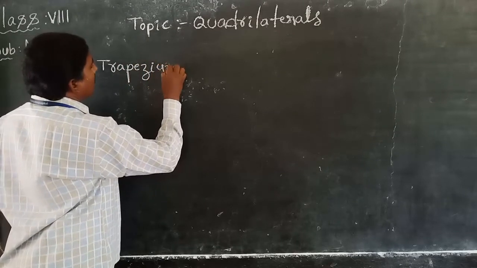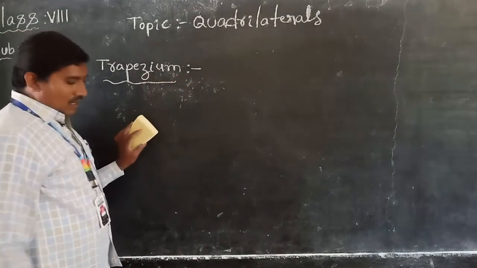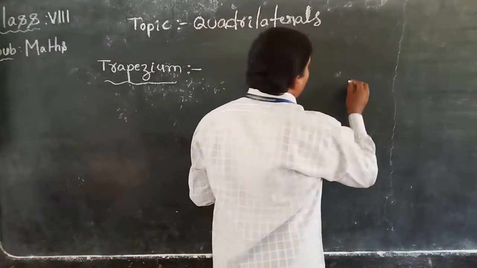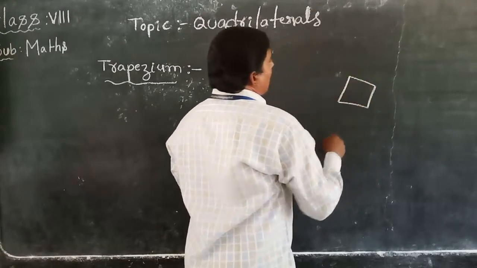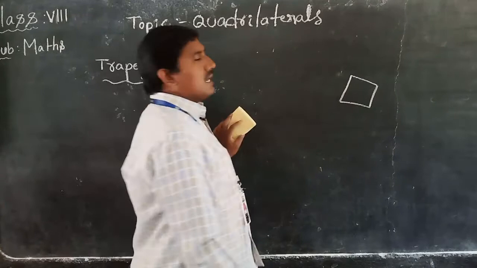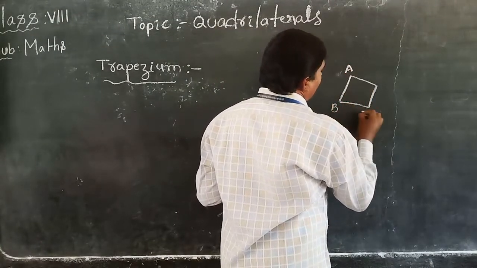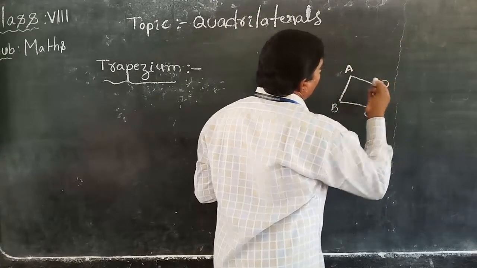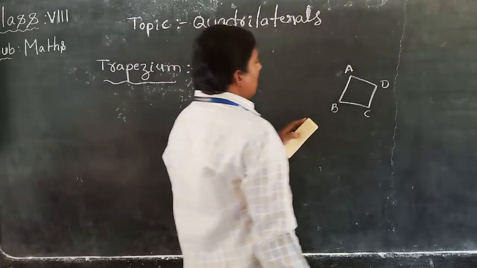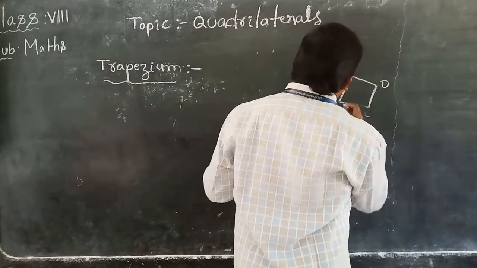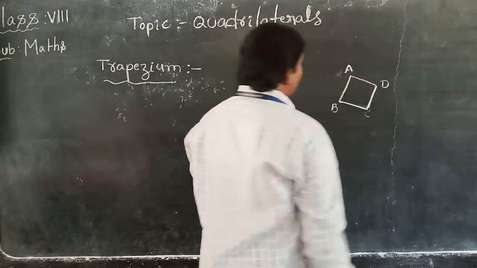Trapezium. Okay, trapezium. A trapezium is a quadrilateral. Quadrilateral means a simple closed figure made with 4 line segments. That is called a quadrilateral.